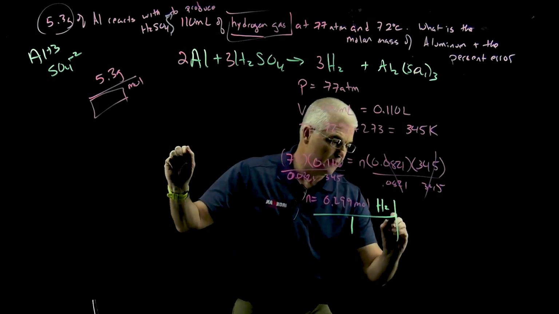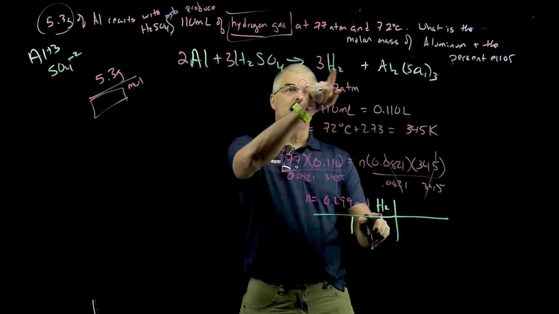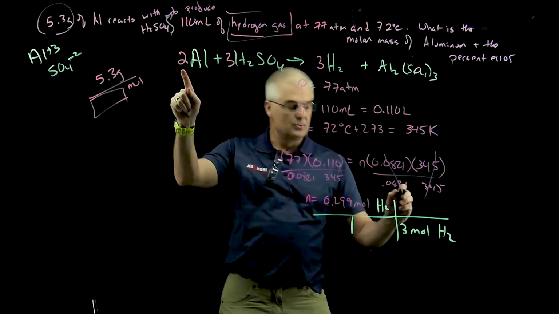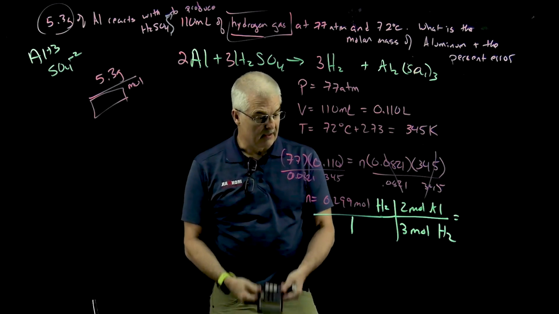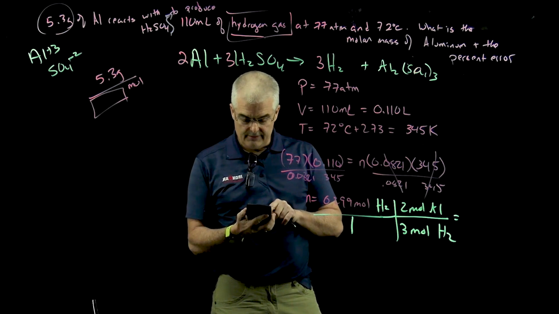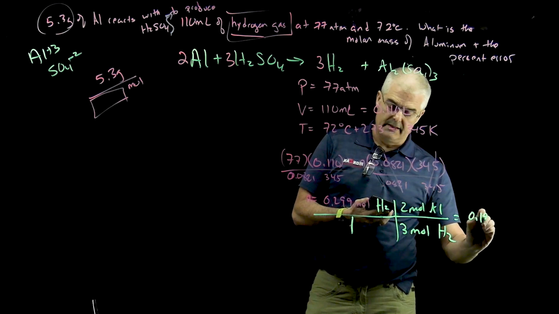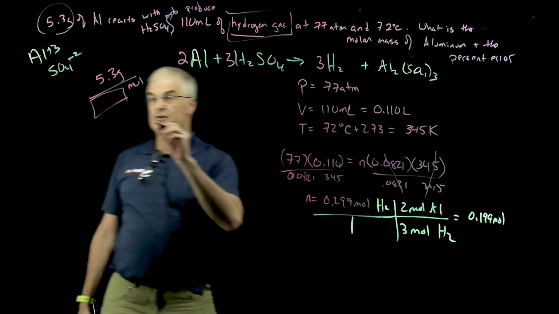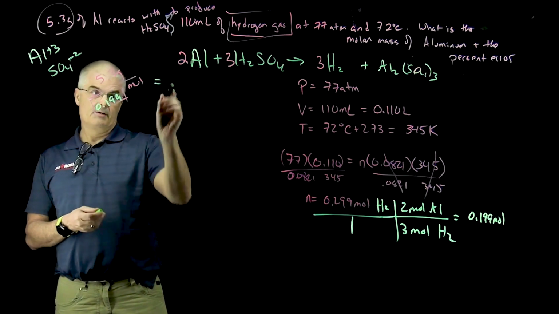So we have one little simple step. This is the step everyone misses: I'll say that the moles of the hydrogen is 3 moles hydrogen, I need to cancel out to 2 moles of aluminum. So what's that come out? I got 0.299 times 2 divided by 3 gives me 0.199 moles. That's the number that goes here, 0.199 moles.